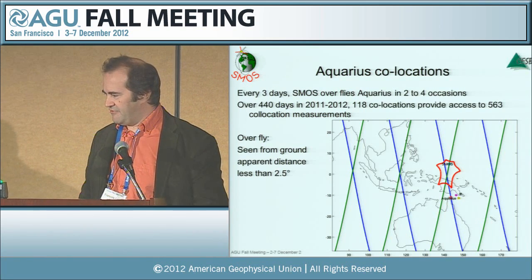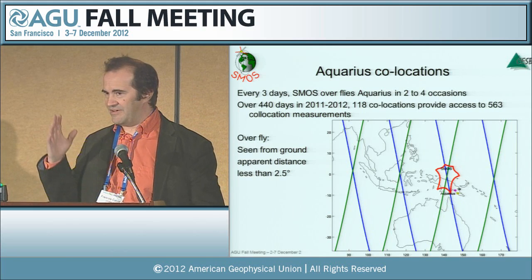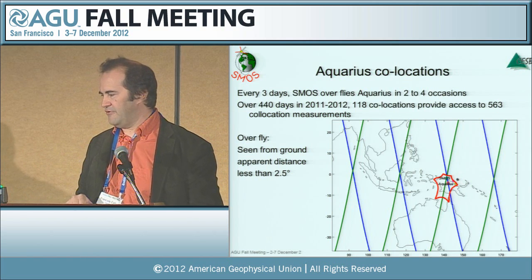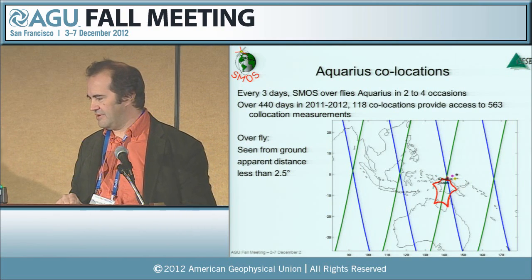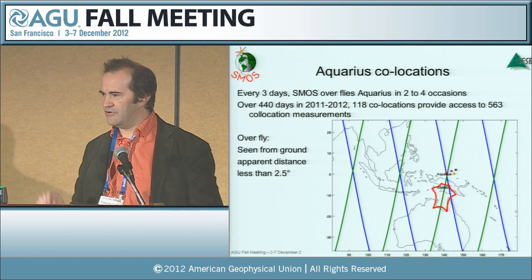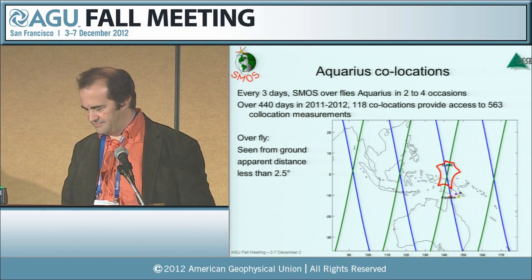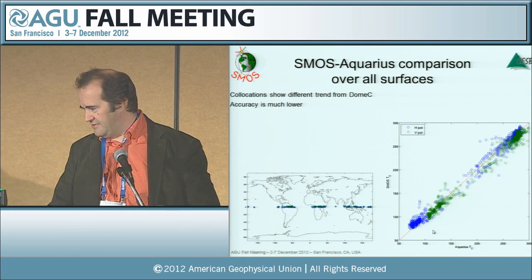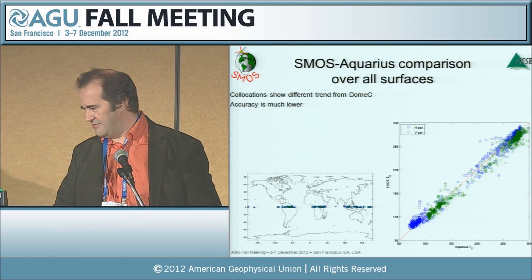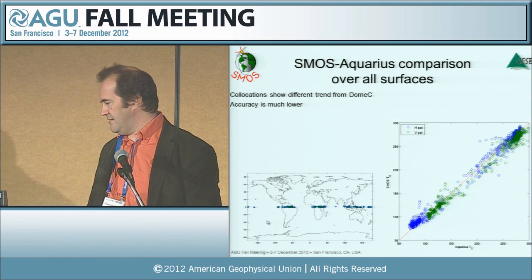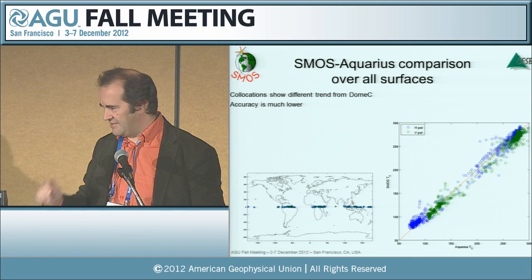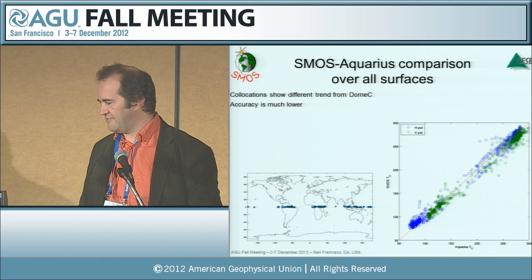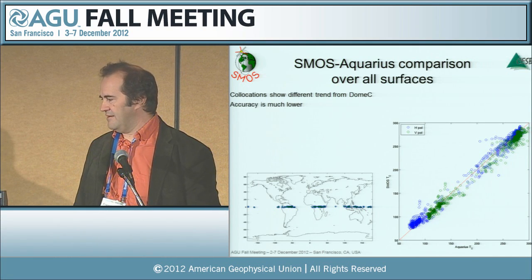We put a very simple criterion to define an overfly: whenever, as seen from the ground, from the center of one Aquarius beam to be more accurate, the two satellites are seen within a cone of 2.5 degrees angle. So these co-occurrences appear all around the planet, of course. And we were a bit disappointed to see that the accuracy is much lower than what we can get from Dome C measurements.